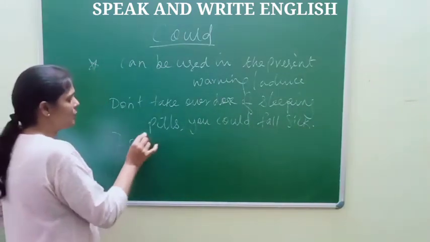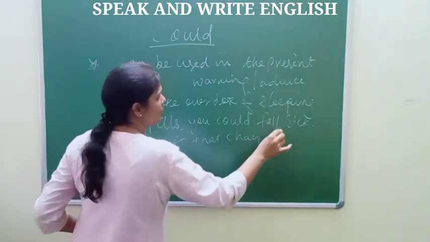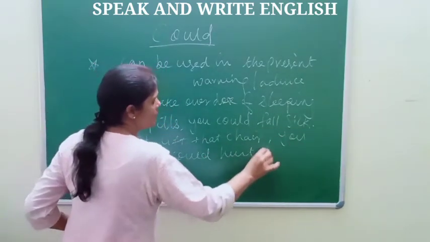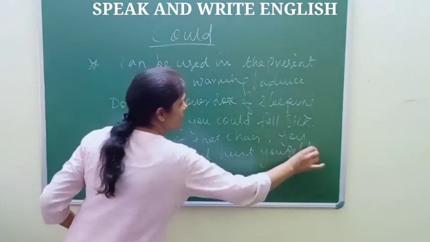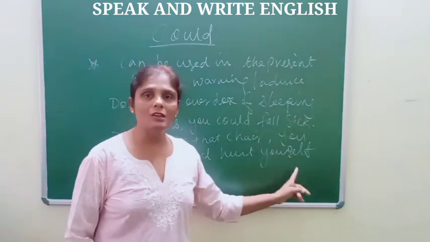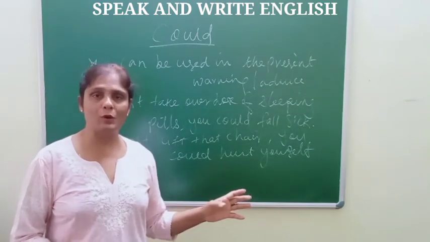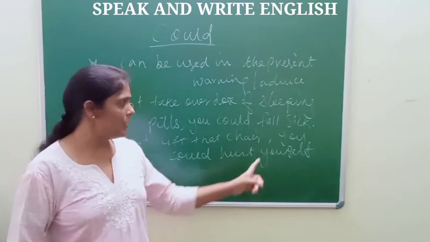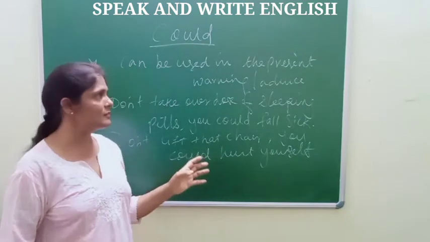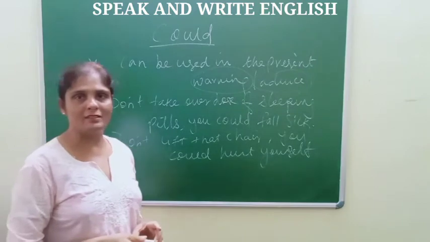Another example, don't lift that chair. You could hurt yourself. Don't lift that chair. You could hurt yourself. You're advising, you're warning somebody. The chair is heavy or the chair is broken. Don't lift it. If you lift it, you may hurt yourself. So, the modal could can be used in the present also whenever you need to give a warning or whenever you need to give an advice.